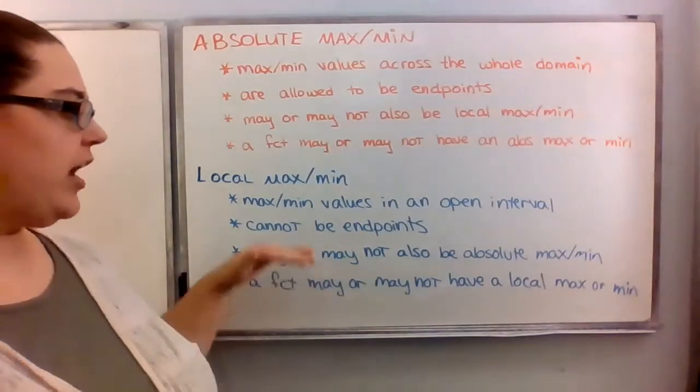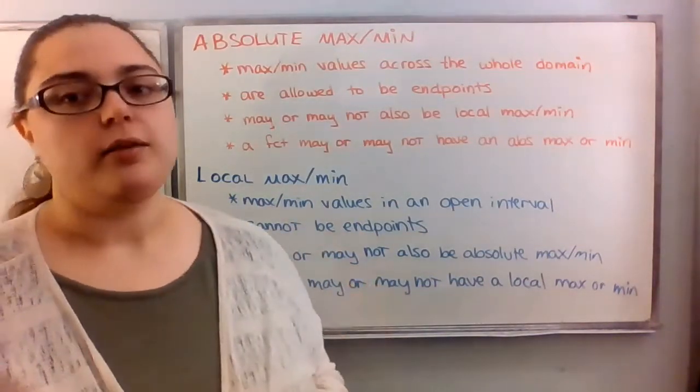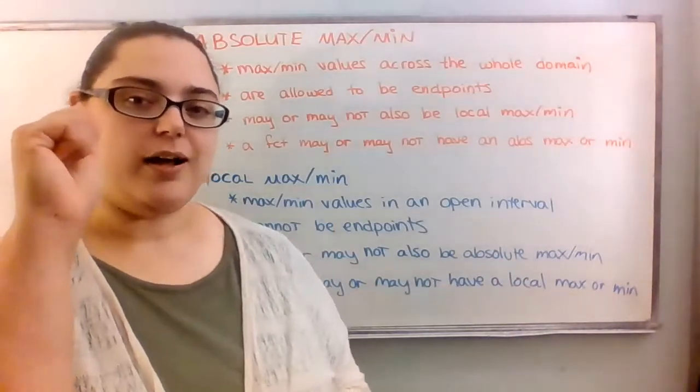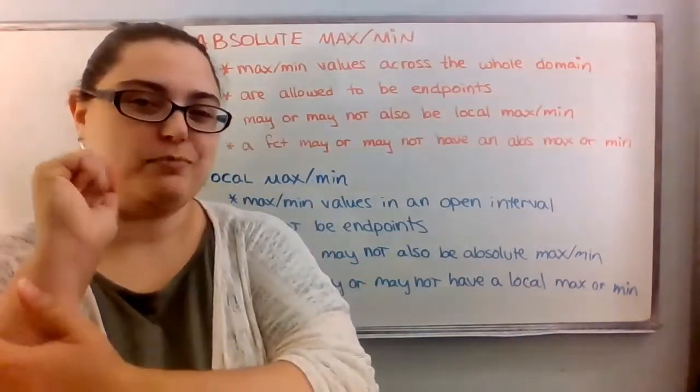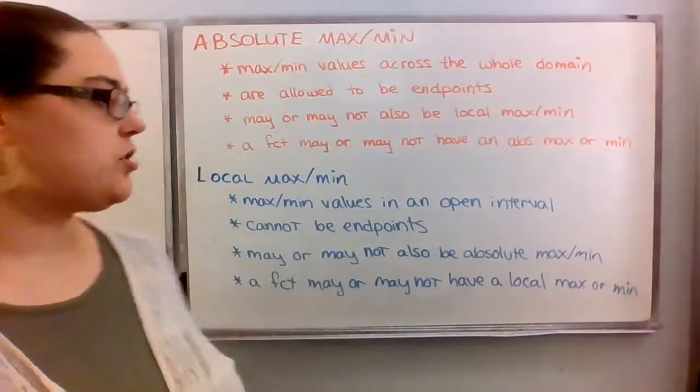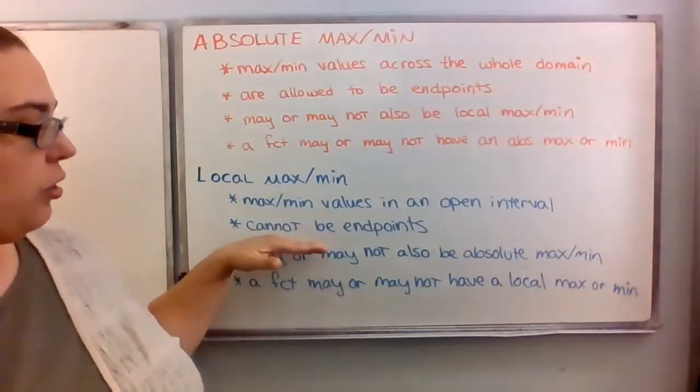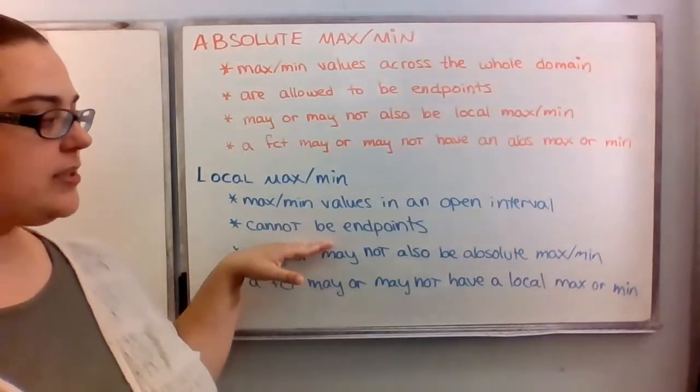So as a result of that, they cannot be endpoints, because if you have an endpoint, there's no open side behind it. It's the beginning of a closed interval. So as a result, local max or min cannot be endpoints.